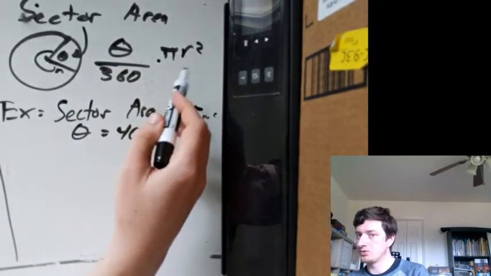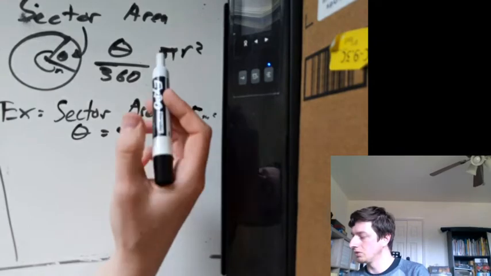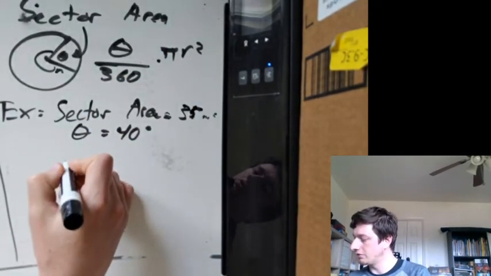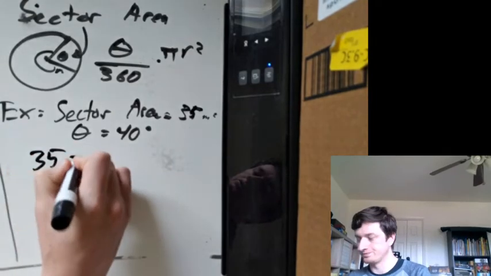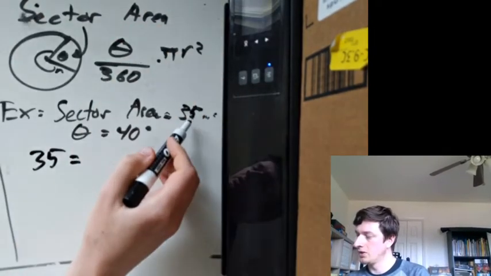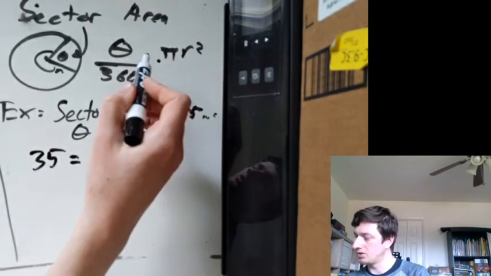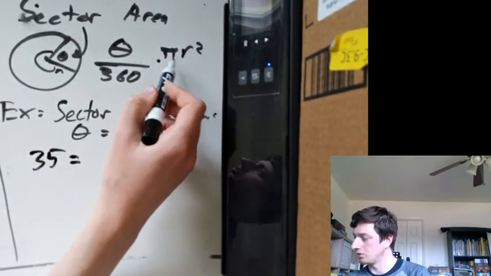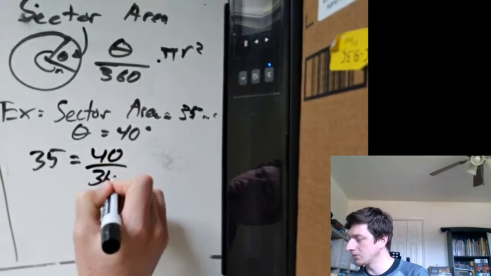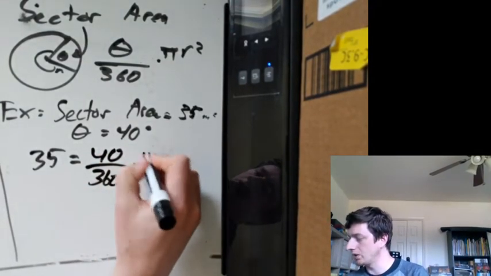We're going to substitute so we can find the radius. So you wouldn't need to find the radius, but we're going to do that. So 35 is going to equal this formula, because we know the sector area is 35, and we want to find this piece, this pi r squared. So 40 over 360 times pi r squared.